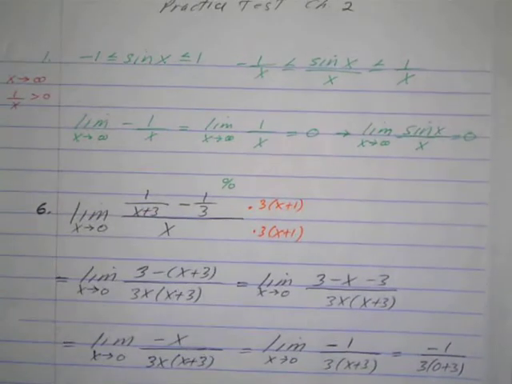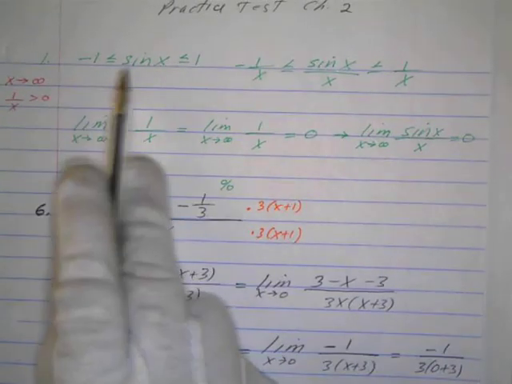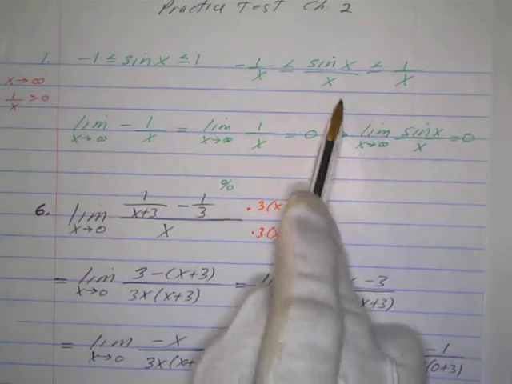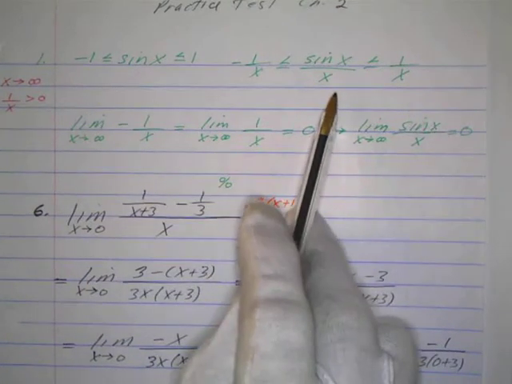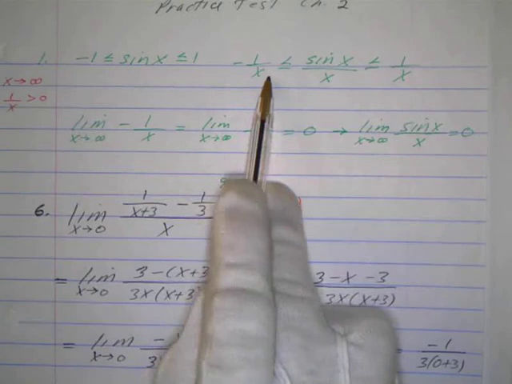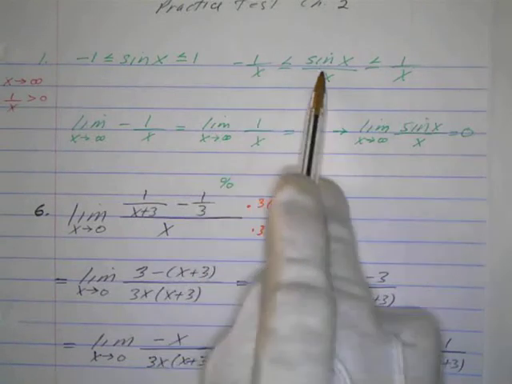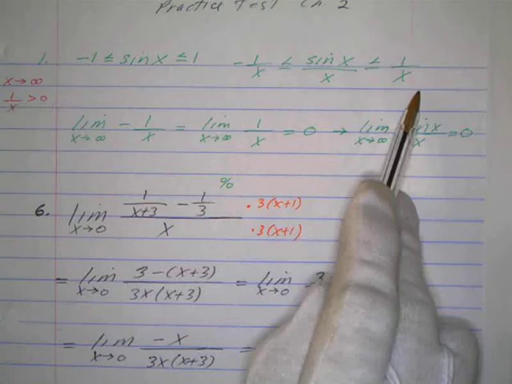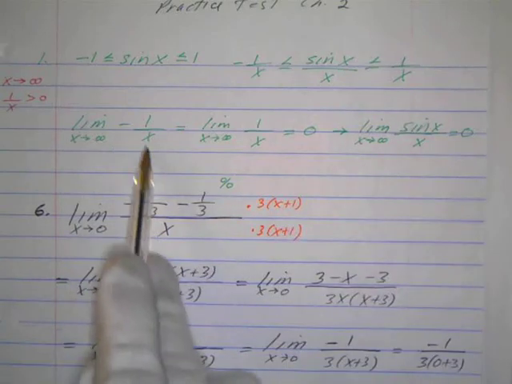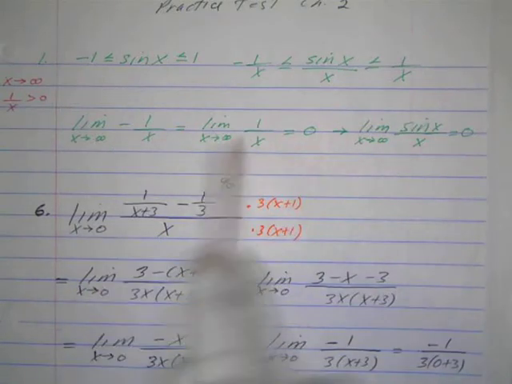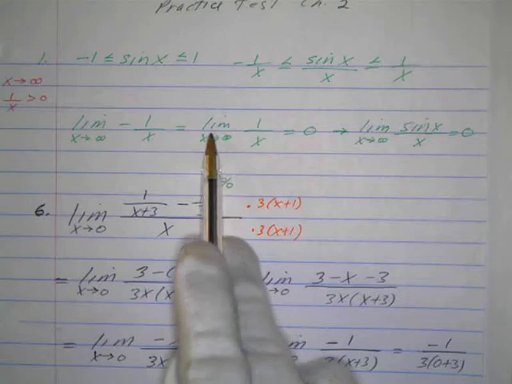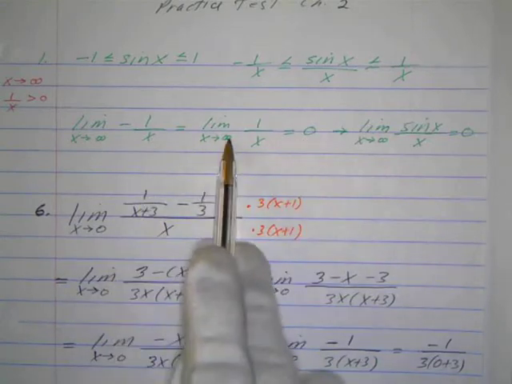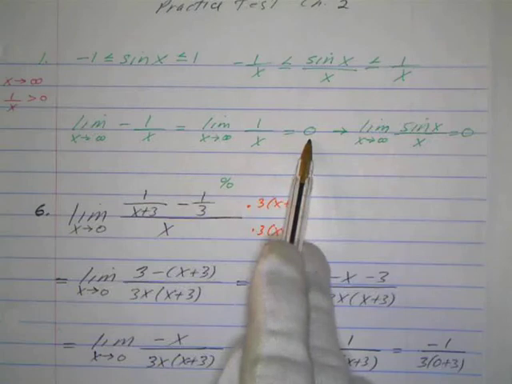Okay, so we multiply all three parts of this by 1 over x, and we don't have to worry about changing the direction of the inequality. So this is what we have: -1 over x is less than or equal to sine of x over x is less than or equal to 1 over x. And the limit of -1 over x equals the limit of 1 over x as x approaches infinity, which equals 0. In other words, these two limits both equal 0.